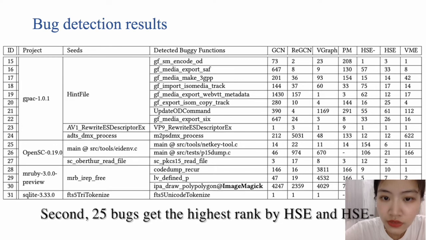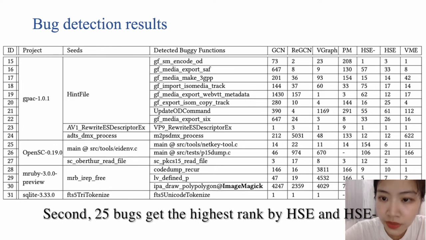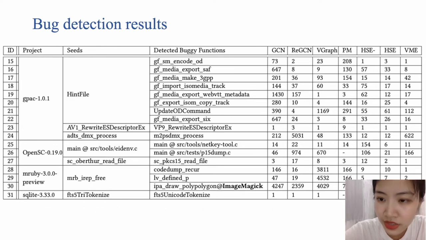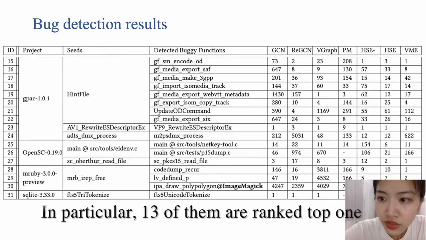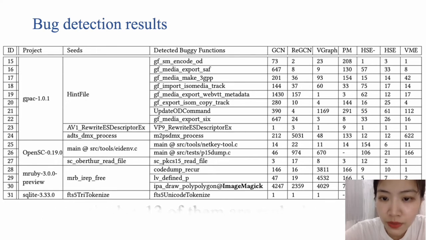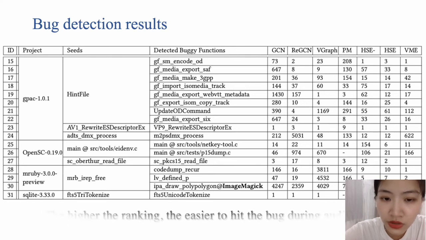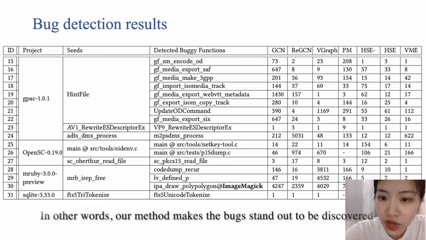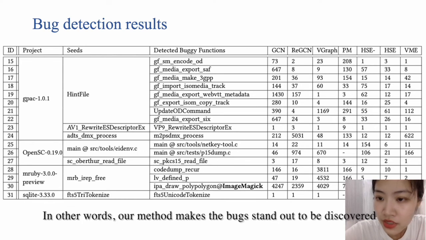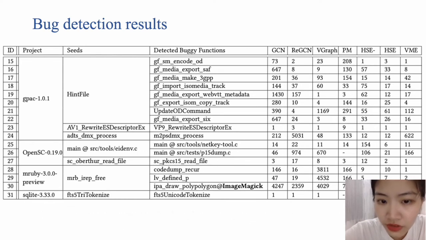Second, 25 bugs get the highest rank by HSE and HSE-. In particular, 13 of them are ranked top 1. The higher the ranking, the easier to hit the bug during auditing. In other words, our method makes the bug stand out to be discovered.